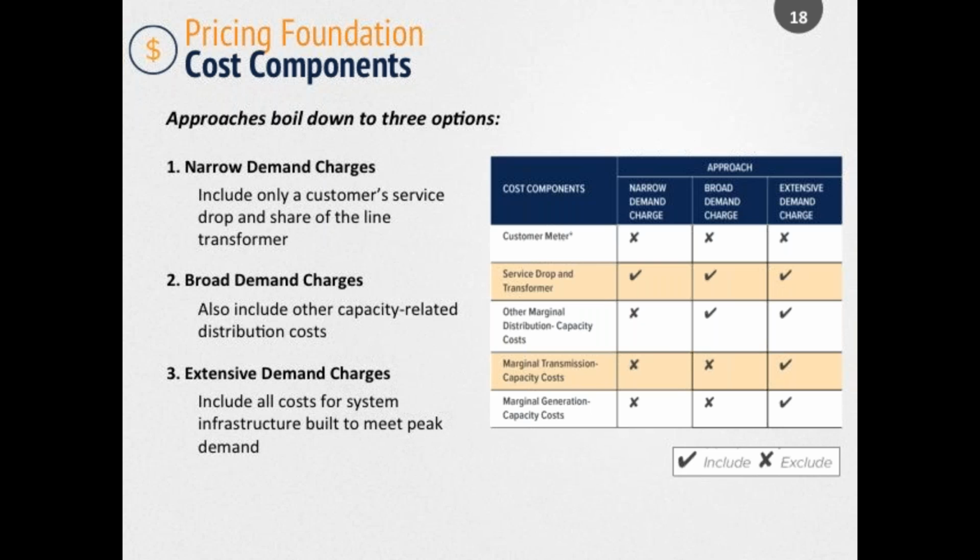So those three schools of thought really come down to what we've called narrow demand charges, broad demand charges, and extensive demand charges. As the name implies, narrow includes a very narrow scope of cost, really things that are limited to an individual customer or individual customer building, like the service drop and line transformer. Broad demand charges go a little bit further, including distribution capacity costs. And then extensive demand charges, which are what we've seen proposed frequently, include a lot of different costs around system infrastructure for peak demand, including everything all the way up to transmission and generation costs.